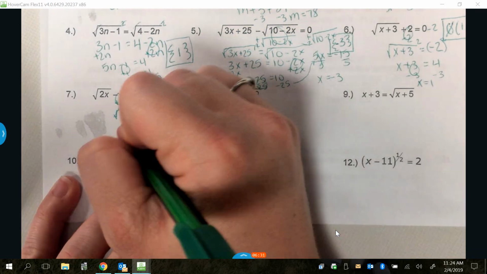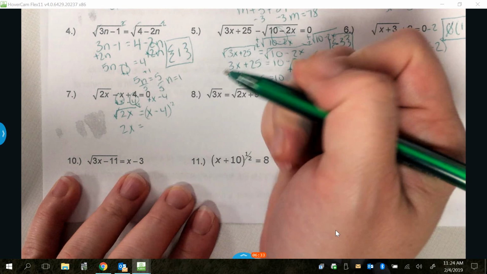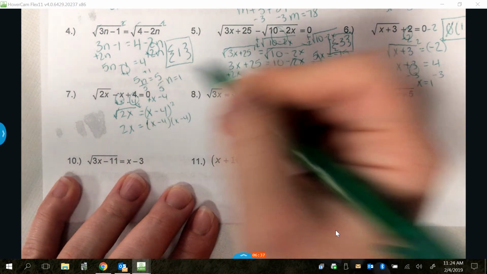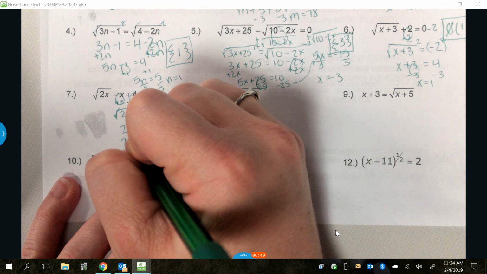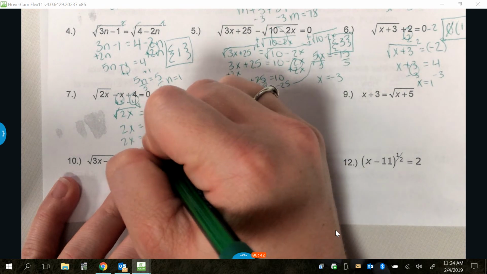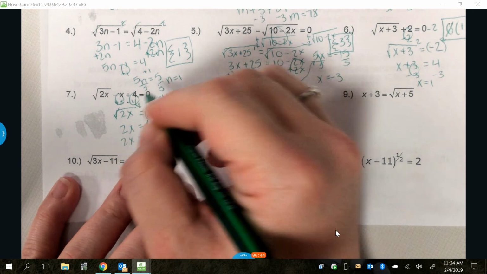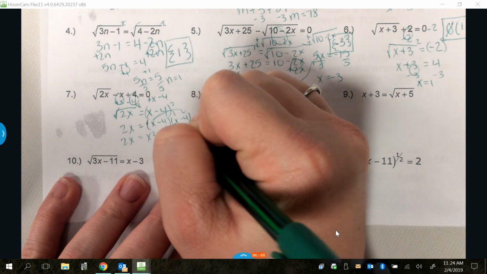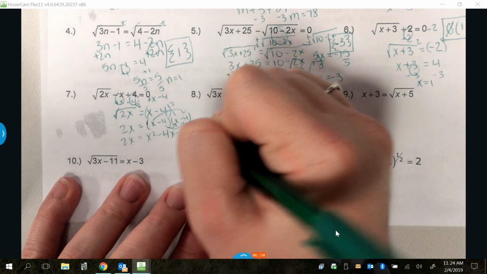Square root cancels your squared, and you get 2x equals (x minus 4)(x minus 4), and then we're going to double distribute, so x times x is x squared, x times negative 4 is negative 4x, negative 4x, positive 16. A lot of y'all messed up right there.